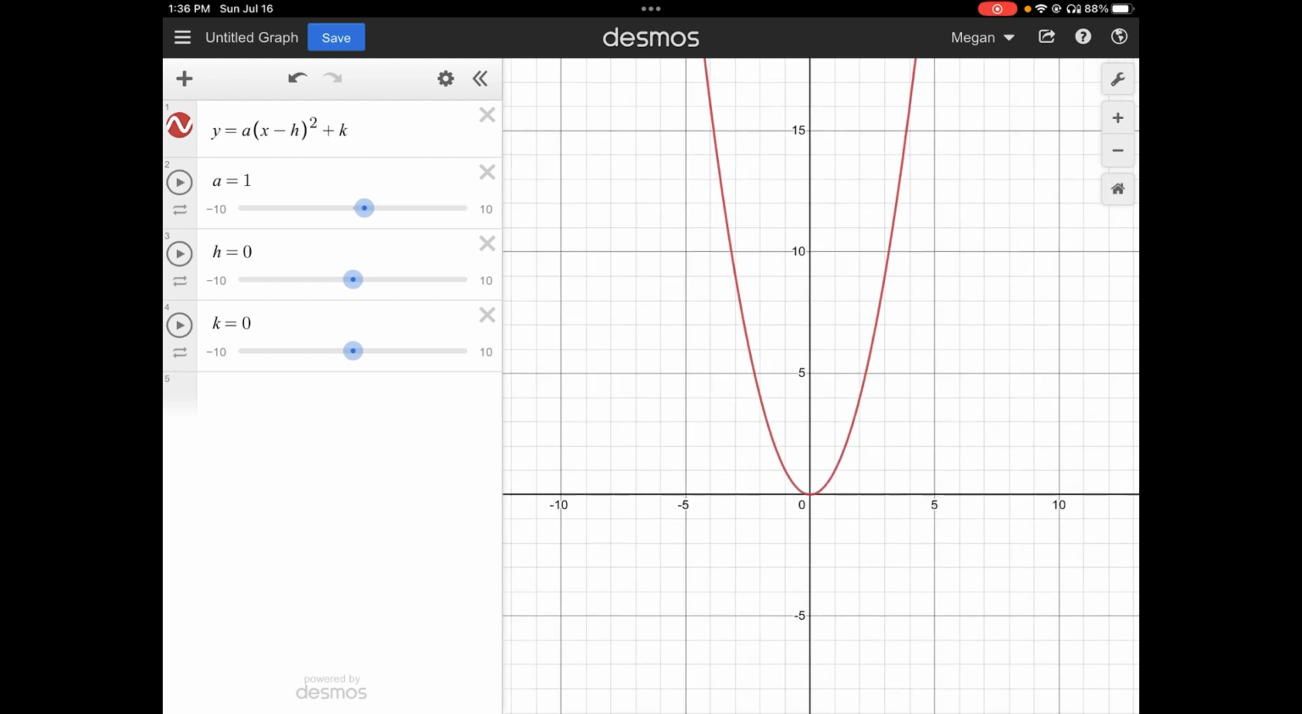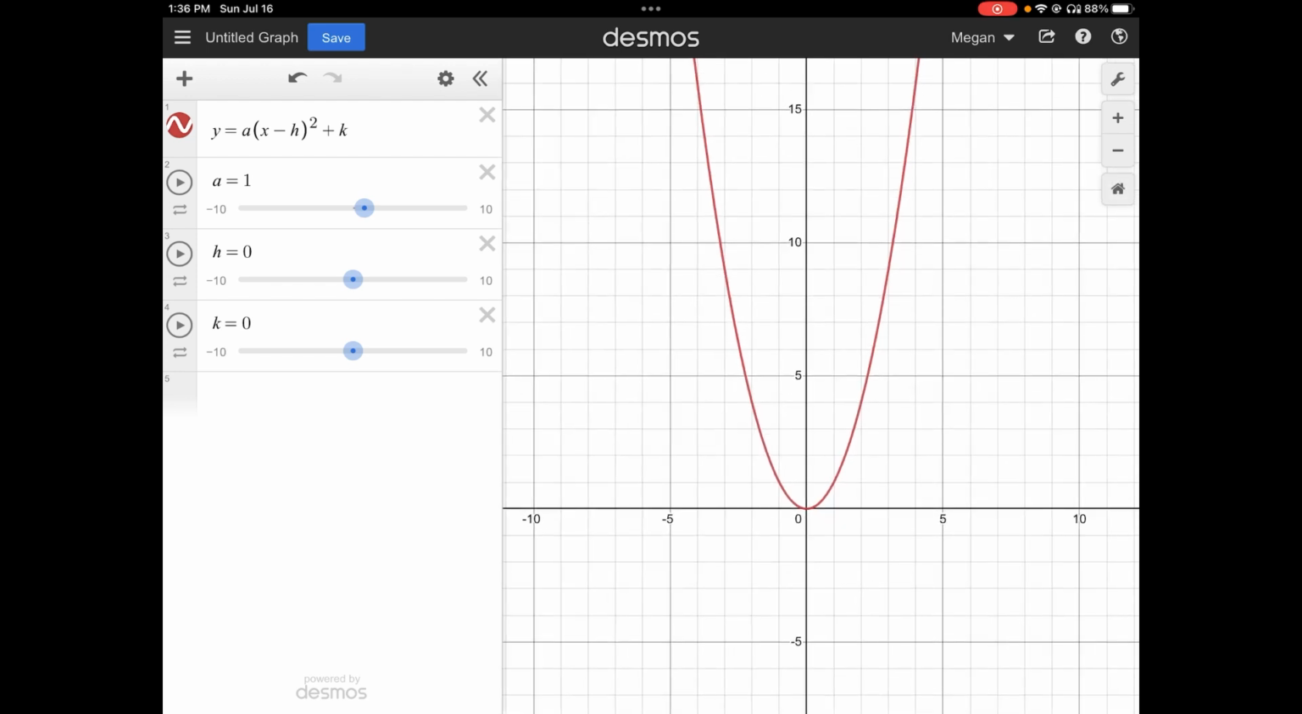Okay, so I'm going to zoom out a bit in the graph here. We can see that right now, when a is 1 and h and k are 0, this is the parent function, just y equals x squared. My x-intercept, my y-intercept, and my vertex are all at (0, 0), which I can confirm just by clicking on the curve here. You see it will highlight this point (0, 0) for me in gray.